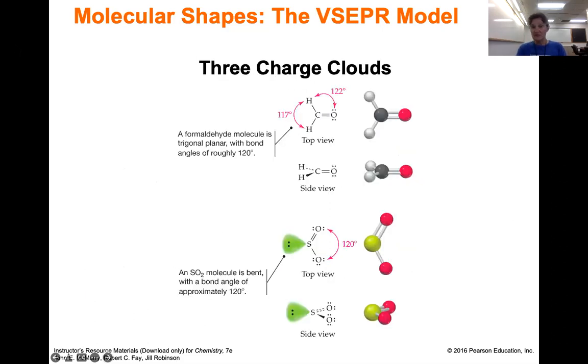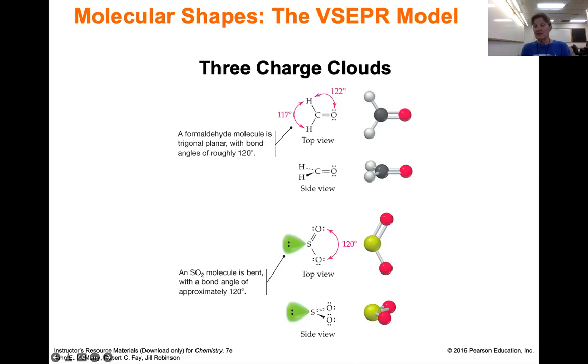If you have three charge clouds, you can have a couple of different situations. You can have carbon with three atoms hooked onto it, and that molecule is formaldehyde. That's the one we did the Lewis structure for, and I couldn't remember the name. The angles are going to be about 120, because if you have three regions of space with electrons and you want to keep those as far apart as possible, if you put them at 120 degrees, they'll be as far apart as they can be.